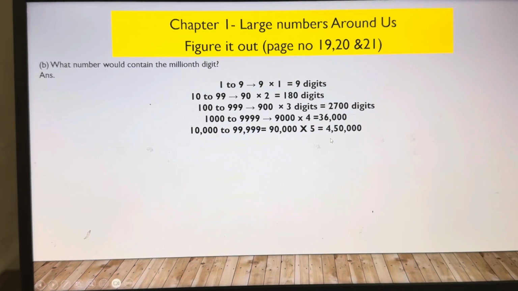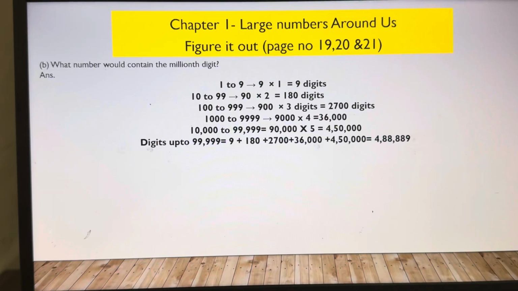Now we will add up, because we want 1 million. We have reached almost 450,000. So we add all these digits which we have got, till 99,999: 9 plus 180 plus 2,700 plus 36,000 plus 4,50,000. So we get 4,88,889. These many digits are there till the biggest 5-digit number.